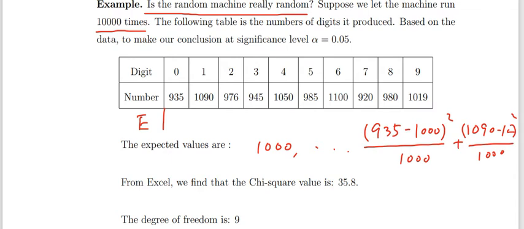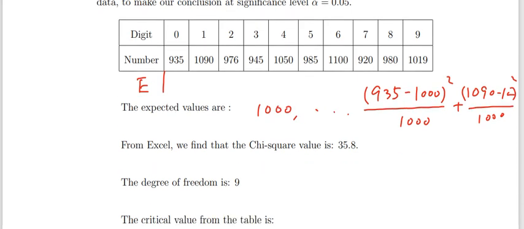So we prefer to use Excel. In Excel, you just need to put the formula for the first one, then copy the formula to find all the numbers for all cells, then use the sum function to add them up. Now suppose we find this chi-square test statistic is 35.8.